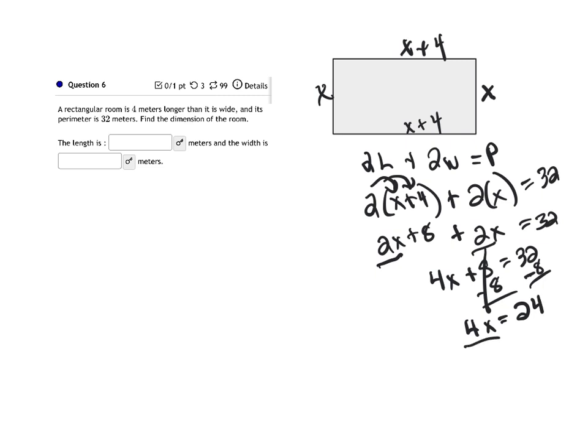Now we're going to divide both sides by 4. So x will equal 6. So the width is 6, so x equals 6. And up here, the length will be x, which was 6, plus the 4, so that gives us 10. So it asks for the length, so that's the 10 that goes here, and then the width is 6.